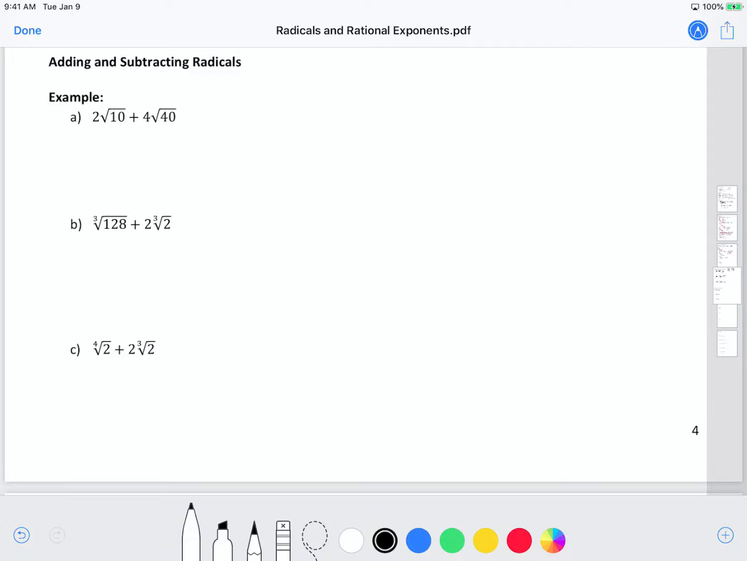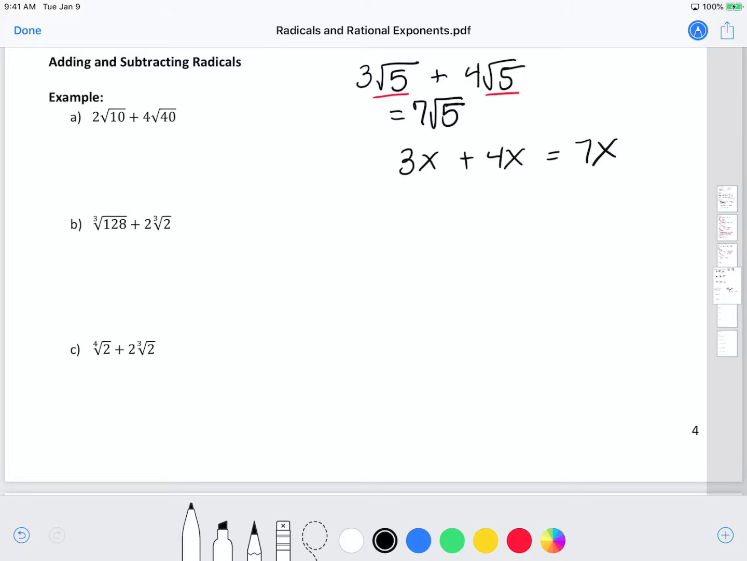In order to add and subtract radicals, the radicals need to be the same. So, for example, if I had 3 square roots of 5, and then I had 4 square roots of 5, that means I have a total of 7 square roots of 5. So the square root would stay the same, and I would add the 3 and the 4. Just as if I had 3 x's and I had 4 x's, that would give me a total of 7 x's. So in order to add roots together, they have to be the same.